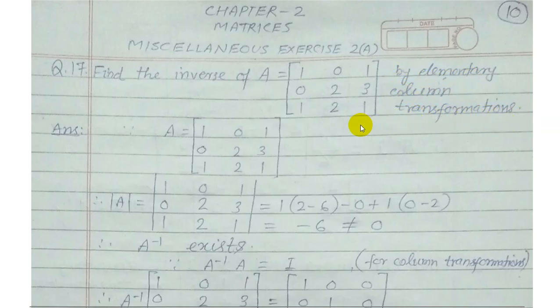So, dear students, you have studied already row transformation and column transformation, both the methods, and the adjoint method also. But here it is given that find the inverse of matrix A by elementary column transformation. So for column transformation, first you have to check determinant of A. For any inverse, first you have to check determinant of A.